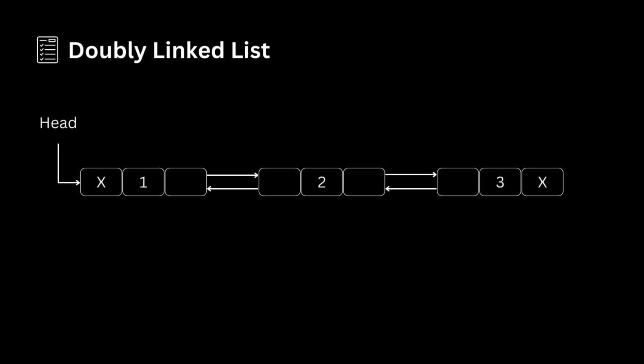A doubly linked list is a type of linked list in which each node contains a data element and two pointers, one pointing to the next node in the sequence and another pointing to the previous node. Here is an example implementation of a doubly linked list in C language.